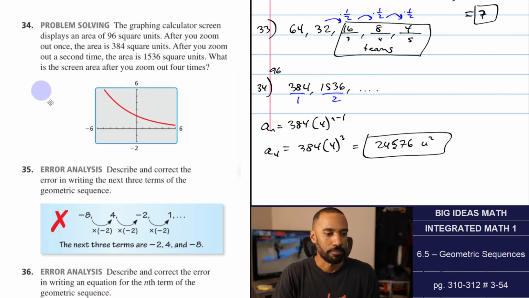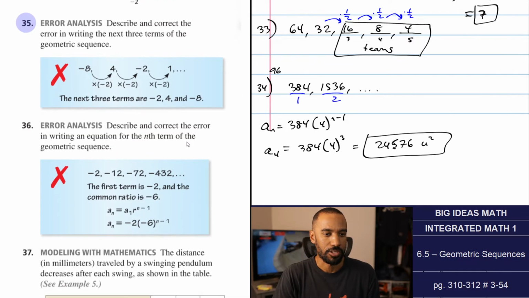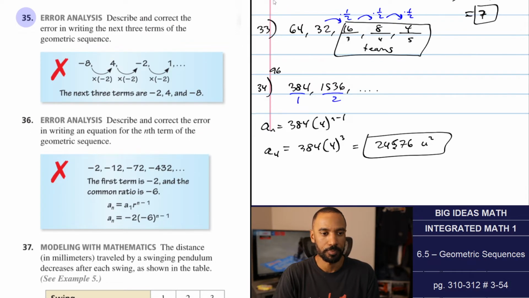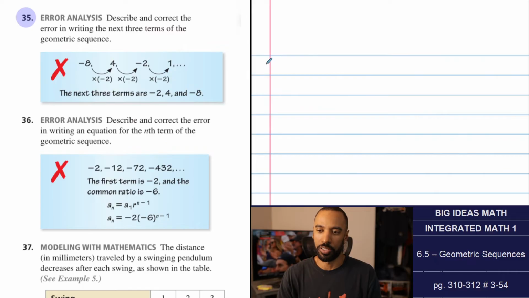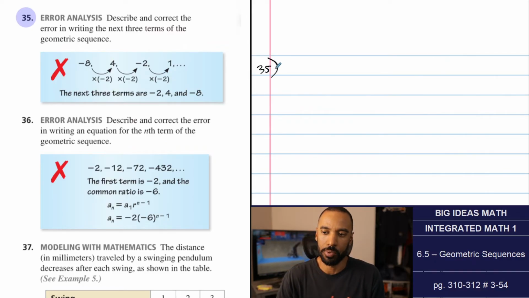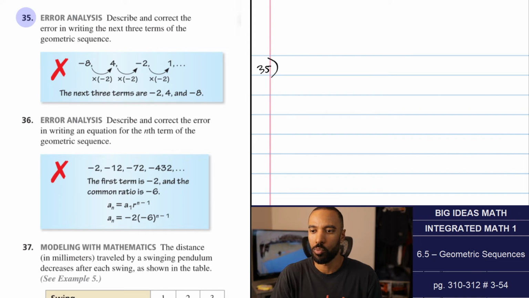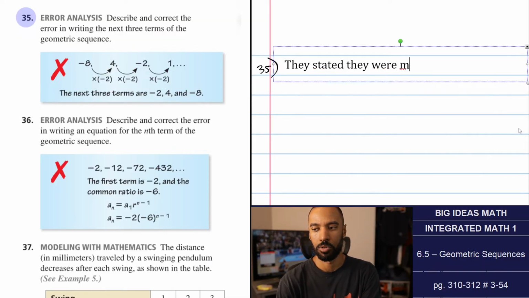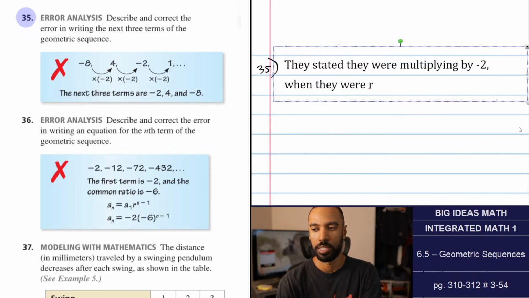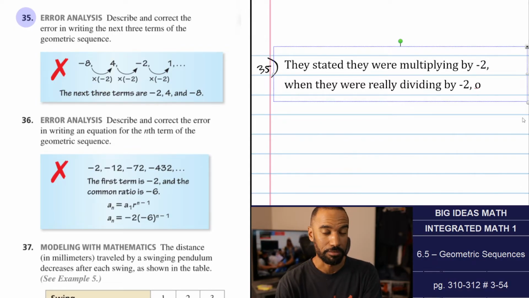Number 35 and 36. Those are both error analysis. Describe and correct the error in writing the next 3 terms of the geometric sequence. So they're stating it's times -2 each time, which is clearly not the case. We're dividing by -2, so it should be getting smaller as we go along. But you want to really state what you're multiplying by, and it's still not -2. They stated they were multiplying by -2 when they were really dividing by -2, or rather multiplying by -1/2.